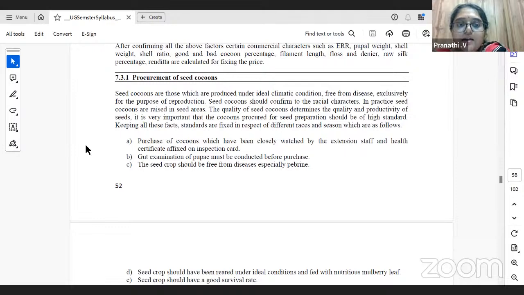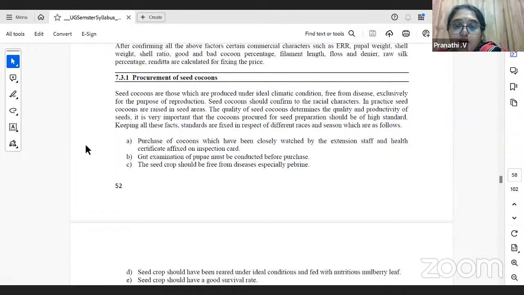So, in practice, the cocoons are actually raised in the seed areas. The quality of the cocoons is going to determine the quality and the productivity of the seeds. So, the cocoons should be very good, and the kind of cocoons that you are procuring for the seed production should be of a very good standard. Keeping all of these in mind, you have different standards that have been set based on the different races and the season in which it is going to be reared.